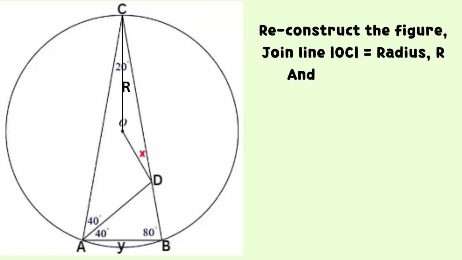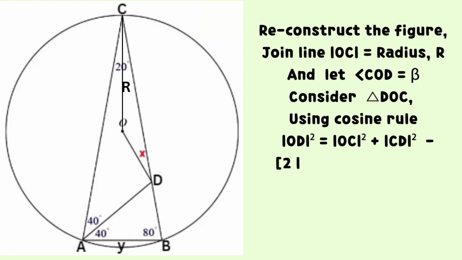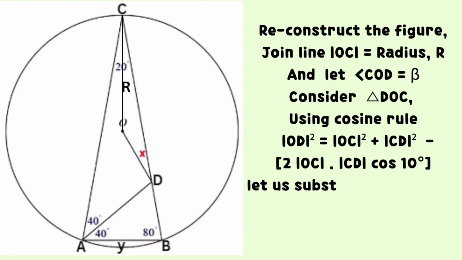Reconstruct the figure. Join line OC, which equals the radius, r, and let angle COD equal beta. Consider triangle DOC. Using cosine rule, we have the equation for the square of line OD as shown on the screen. Let us substitute values and simplify.